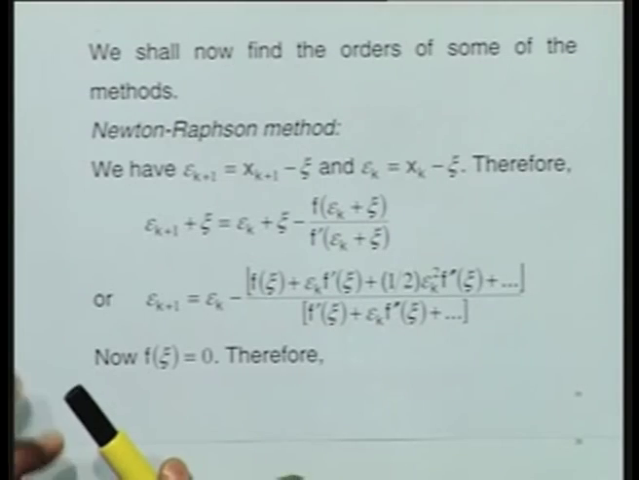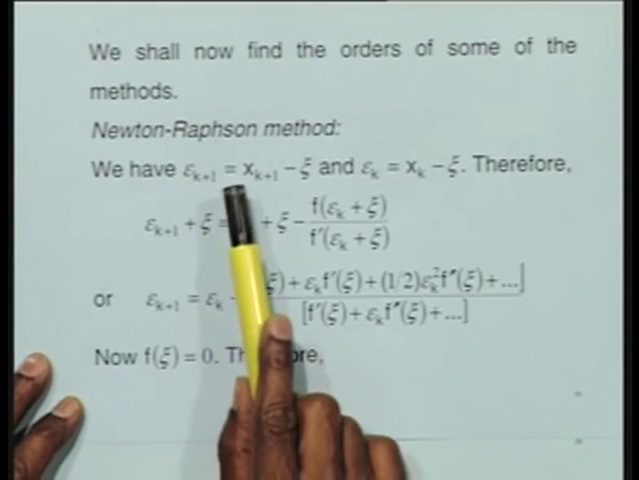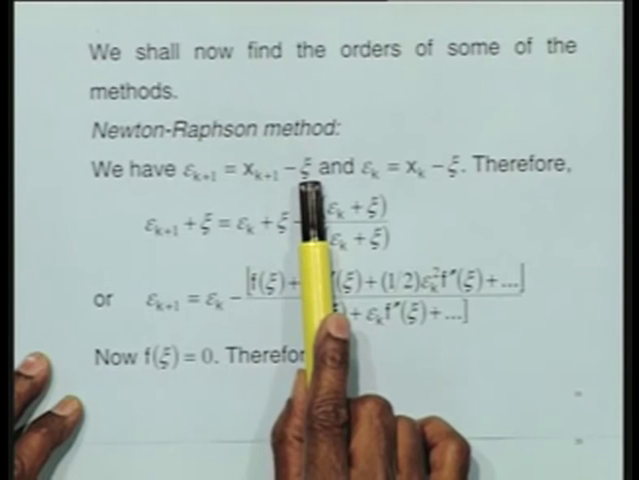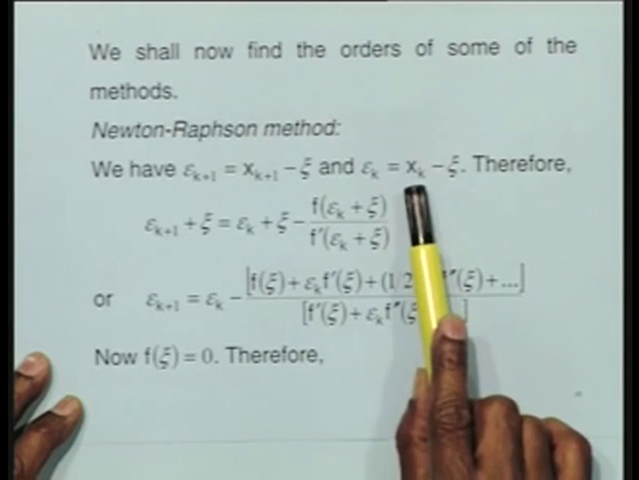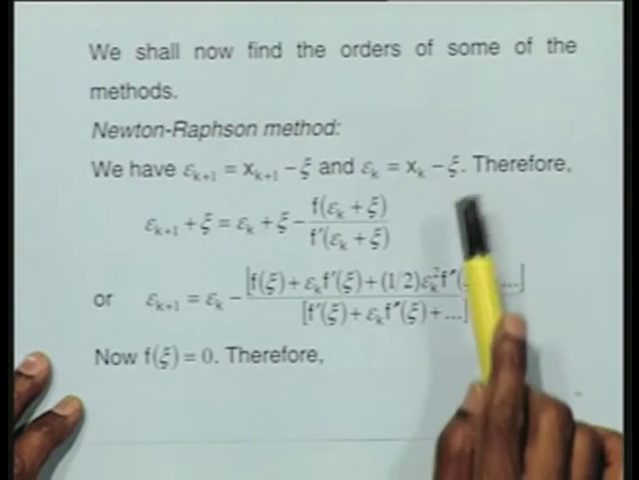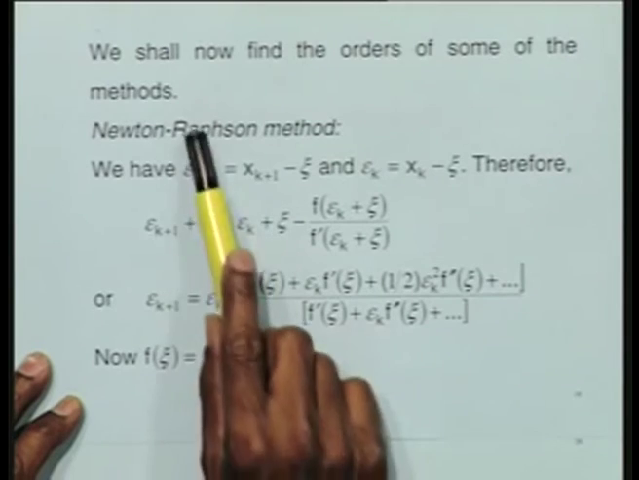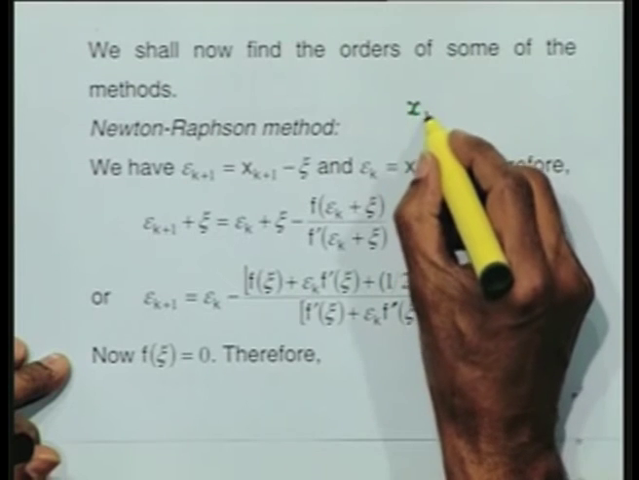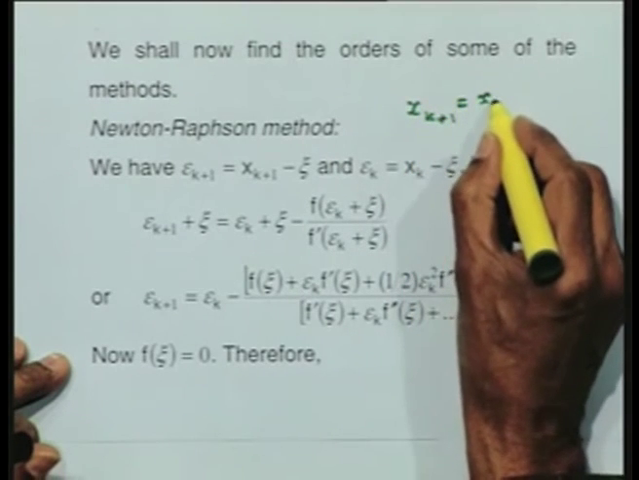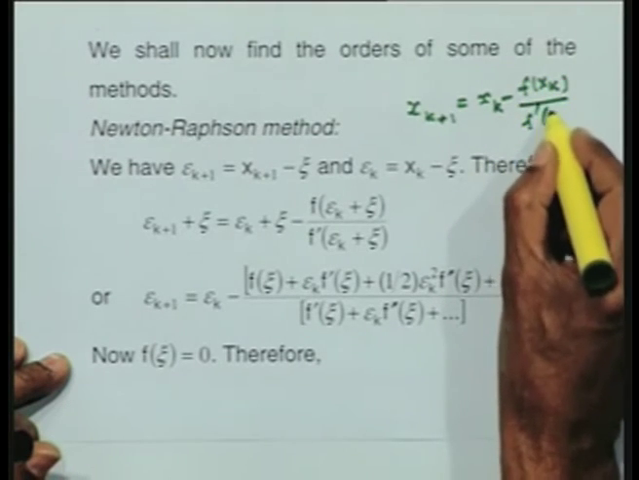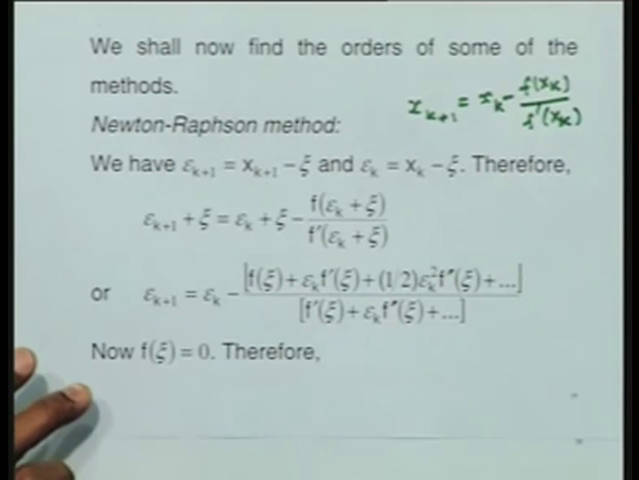Now let us, the simplest of all is the Newton-Raphson method. So let us take the Newton-Raphson method. So the current error is epsilon k plus 1, which is x k plus 1 minus xi. The previous error is epsilon k, x k minus xi. Now our numerical method, the Newton-Raphson method, if you remember, the method that we had written is x k plus 1 is equal to x k minus f of x k by f prime of x k. So this is the Newton-Raphson method.